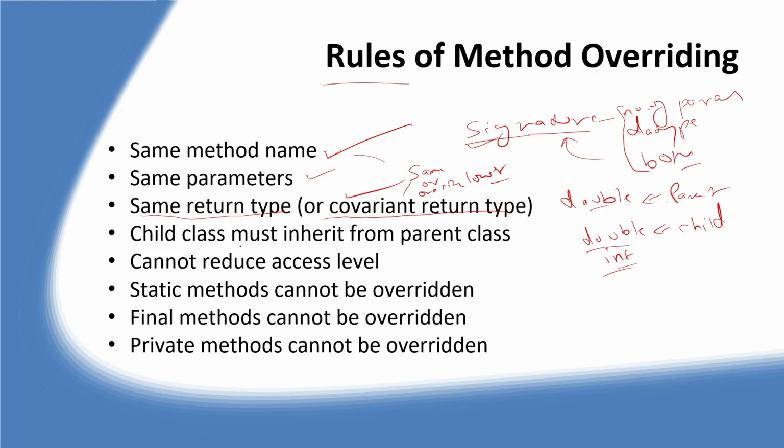Now the child class must inherit from the parent class. So we have seen child and parent. It should be child and parent. Cannot reduce access level. What does it mean?